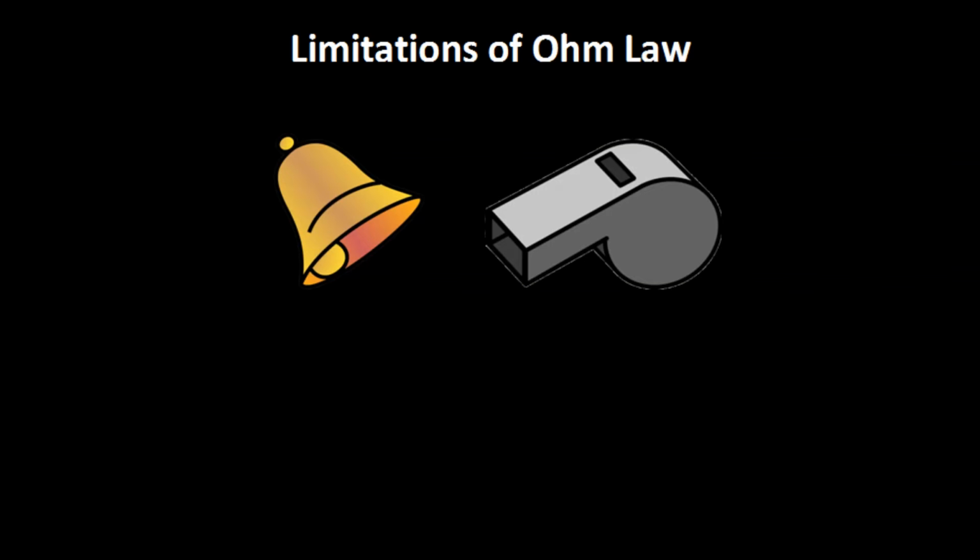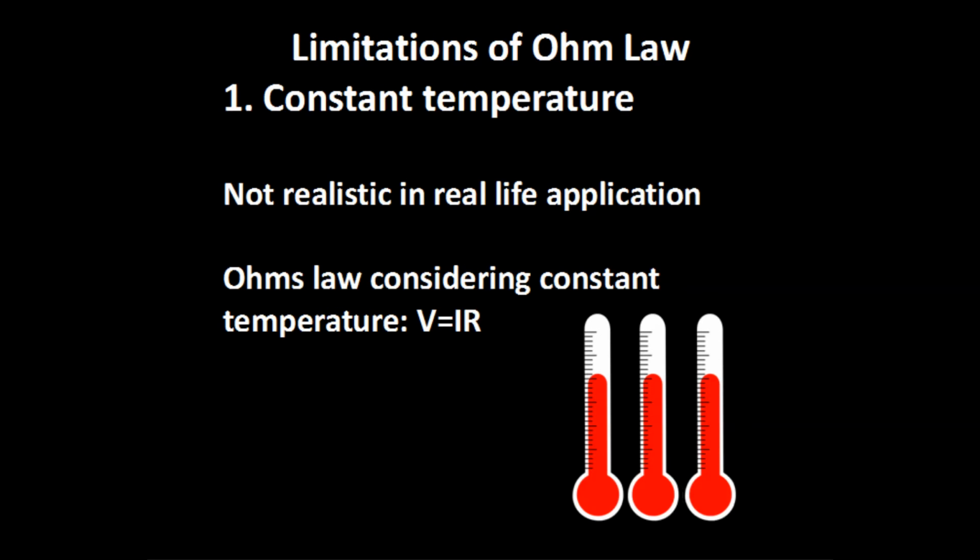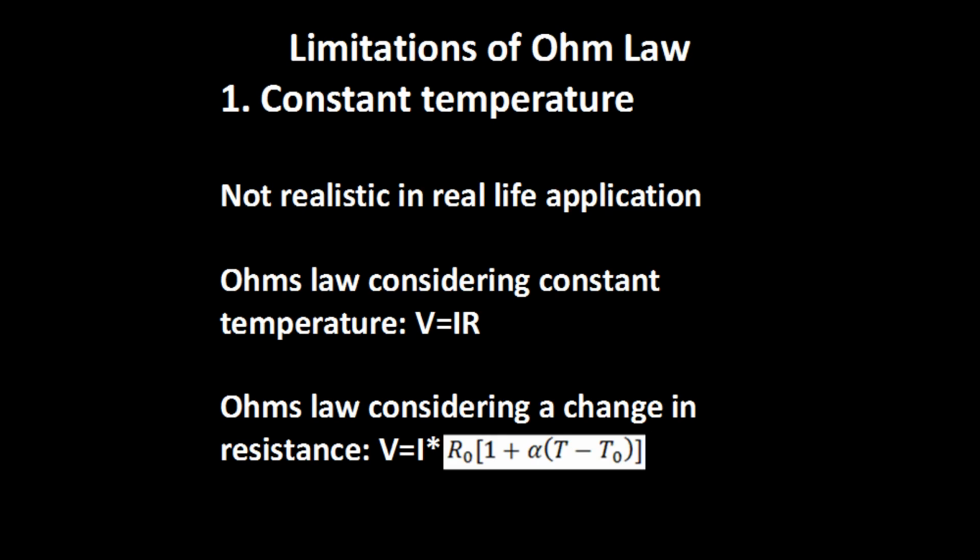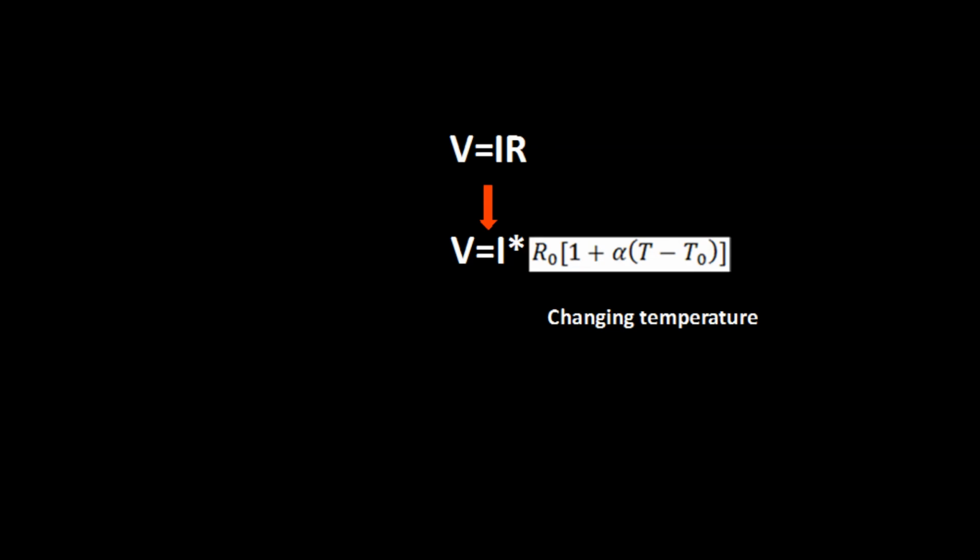Ohm's law, however, is not all bells and whistles. It has some limitations. For example, Ohm's law assumes that temperature of the material remains constant, thus allowing resistance to remain constant. However, if we consider resistance to vary with temperature, as it does in real life, we see that Ohm's law suddenly becomes much less streamlined.